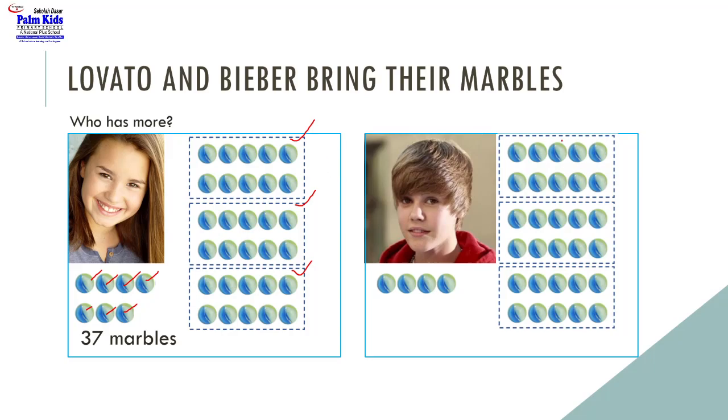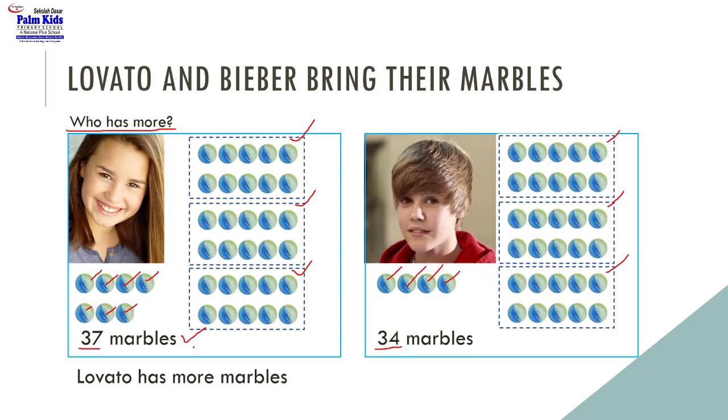And then we count Bieber's marbles. 10, 20, 30, 31, 32, 33, 34. Bieber has 34 marbles. Now, if the question asks you who has more, we can see which one is the bigger number. Is it 37 or 34? Right, 37 is the bigger number. So we know that Lofato has more marbles. Very easy, right?